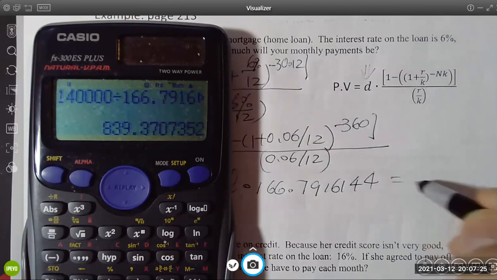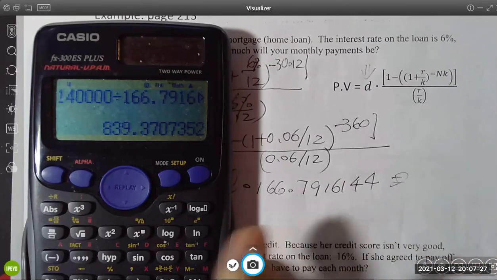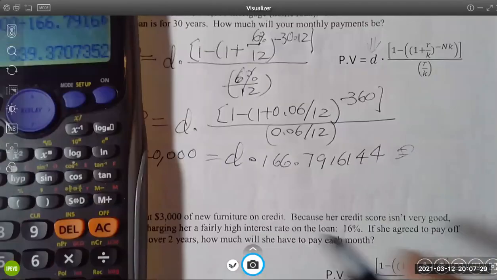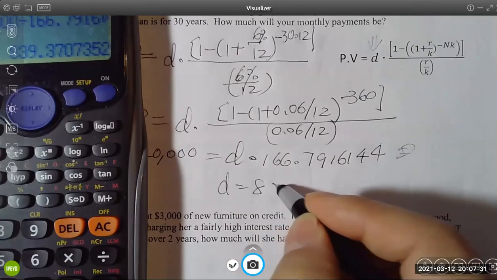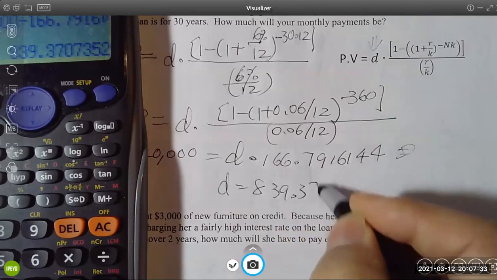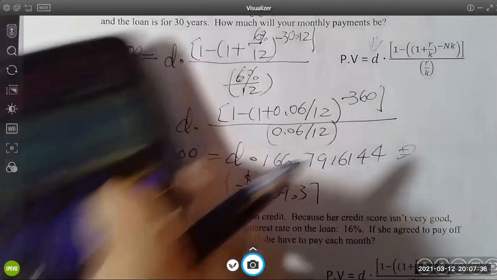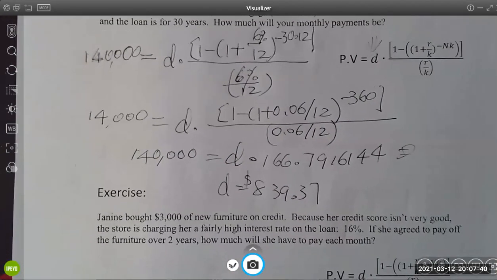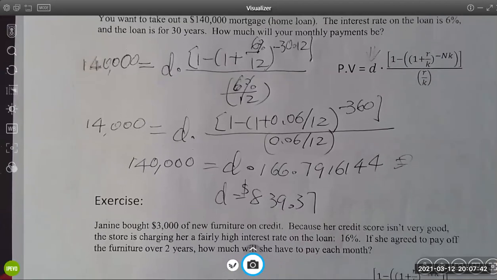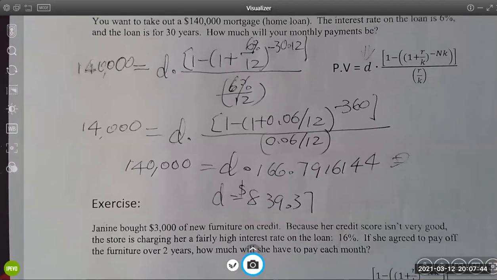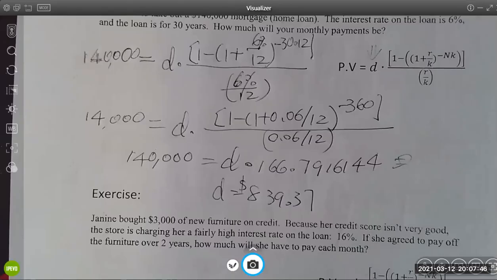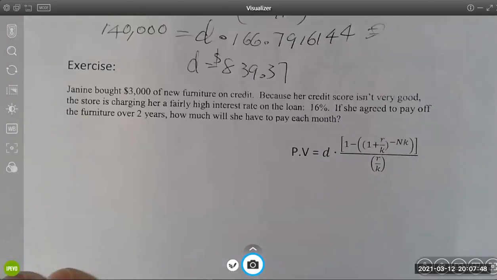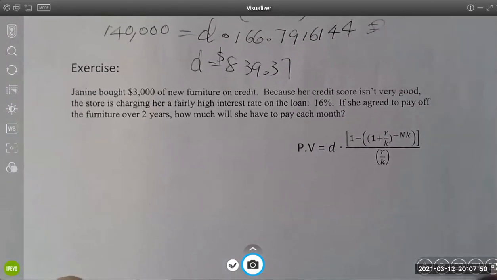So we get, let's write it here, D equals $839.37. That's the monthly payment. As long as you can identify that you have a mortgage payment problem, you use the present value of annuity formula. So this is the last one for this video.